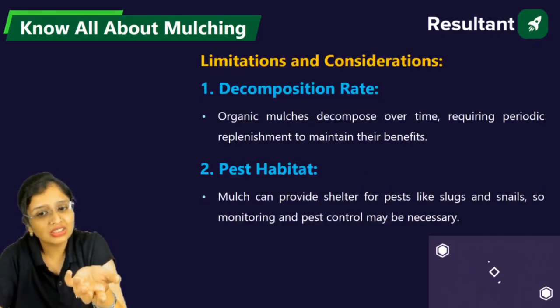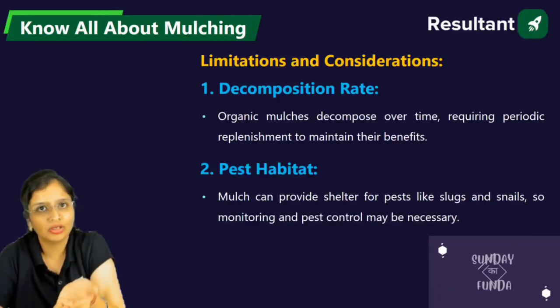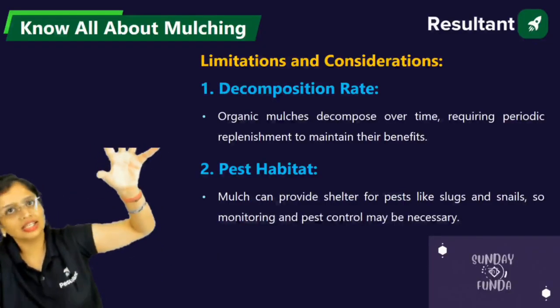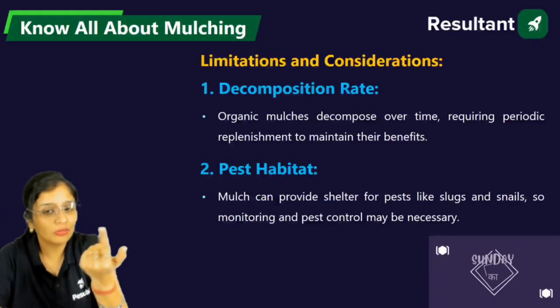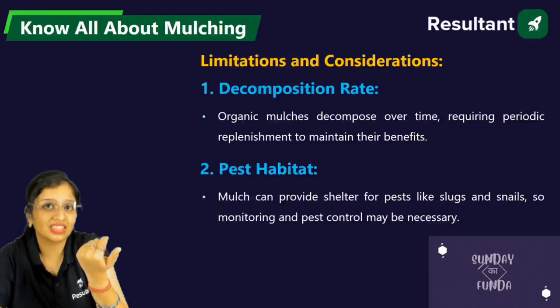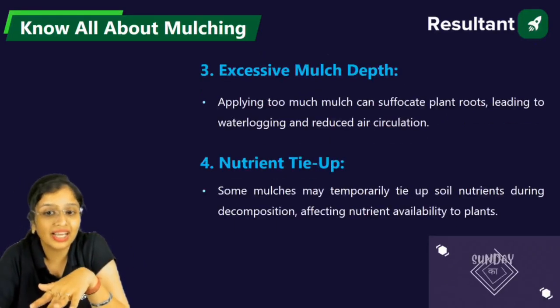Then the limitations. As I told you, organic mulch you have to add again, because if you have added it, it's not that it will remain the same. It will decompose over time. Pests: if you have not properly installed it, there are chances that pests and all can come. They could find shelter if you have not properly packed it.